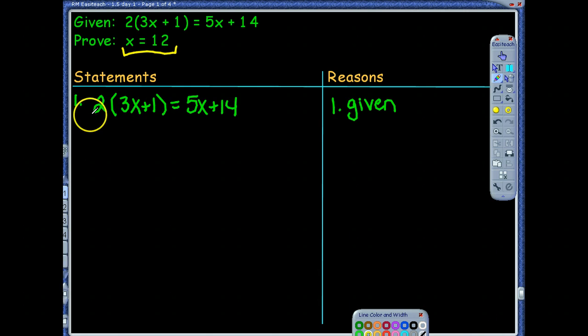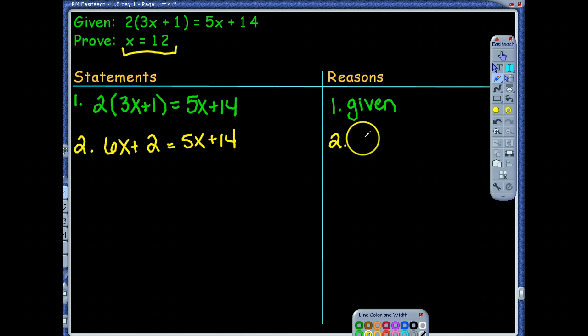All right, so what would be your very first statement that you would make? Well, I think the first step I would take is to distribute the 2. So I have 6x plus 2 is equal to 5x plus 14. And then my reason, and I have to number that reason, I'm going to say distribute, D-I-S-T. Perfect. And I love that you said you were going to have to number it, because whatever you number your statement as, you have to number your reason with that exact same number.